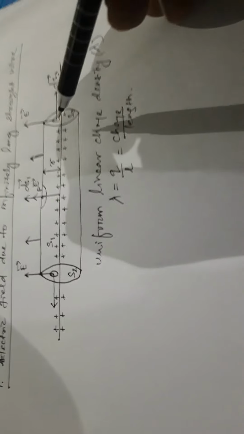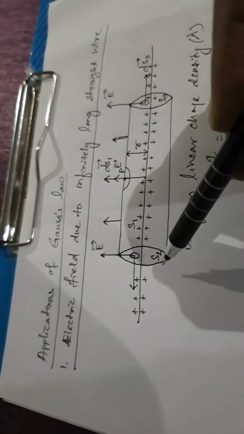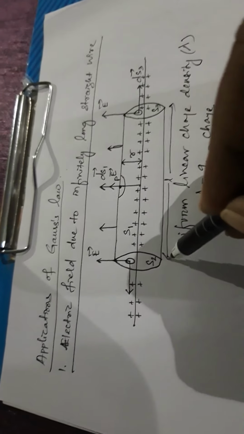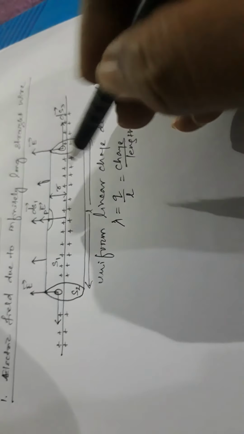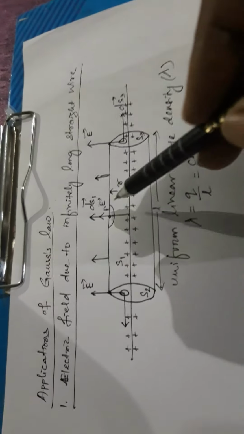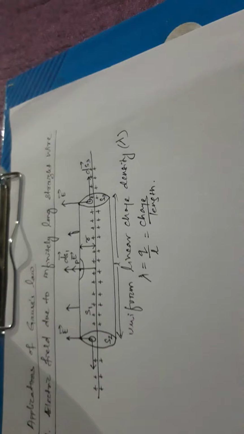So imagine a Gaussian surface to be a cylinder of radius R and length L, such that the surface is coaxial with the linear charge, meaning this linear charge should be placed on the axis of the cylinder. Now we'll calculate the total electric flux through this cylindrical Gaussian surface.